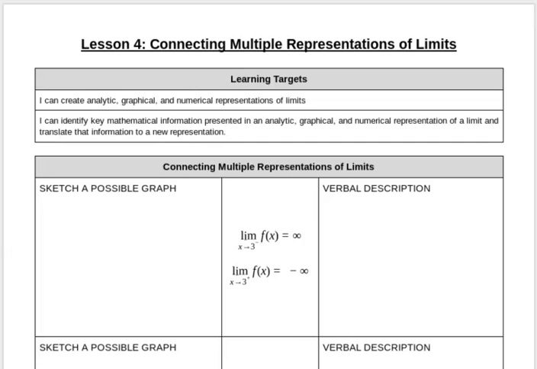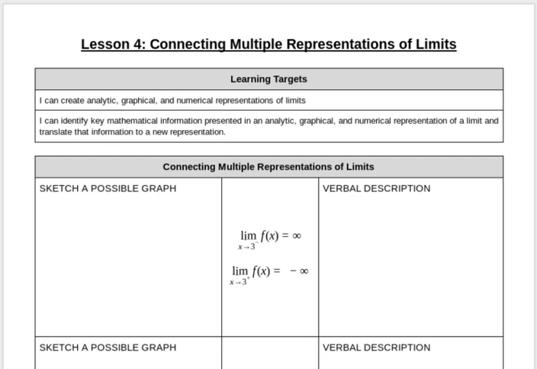Hi everyone, this is lesson 4, connecting multiple representations of limits. You'll notice we have two learning targets for today. I can create analytic, graphical, and numerical representations of limits, and I can identify key mathematical information presented in an analytic, graphical, and numerical representation of a limit, and translate that information to a new representation.